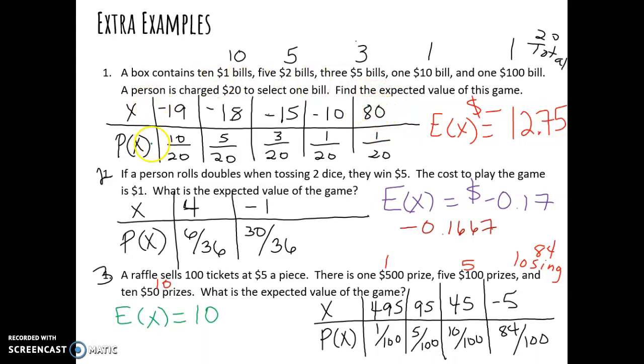Now the probability of each was there's 10 $1 bills, so that's 10 out of 20, 5 out of 20, 3 out of 20, 1 out of 20, and 1 out of 20. If we find the expected value, we get -$12.75.